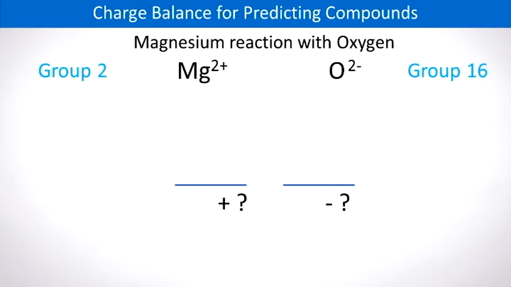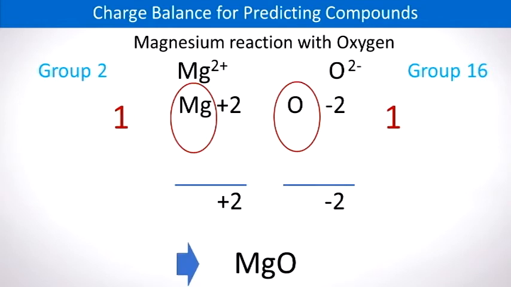We can do likewise with magnesium and oxygen. What we discover, we only need 1 atom of magnesium and 1 atom of oxygen to achieve electronic neutrality. Same size, same magnitude of charges of opposite sign, plus and minus. And that means we have 1 magnesium and 1 oxygen for MgO.